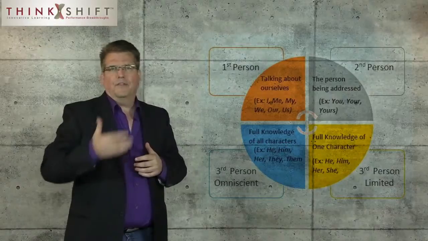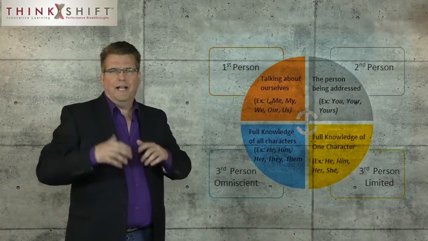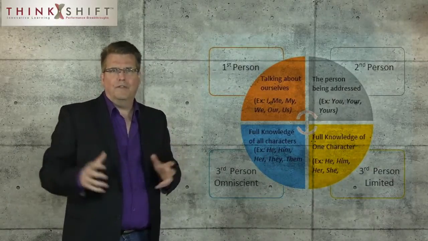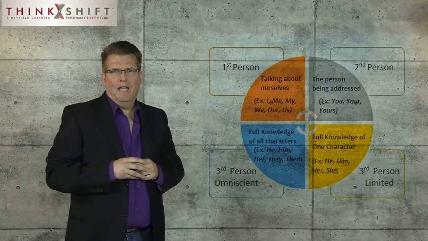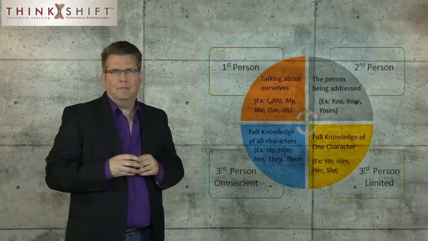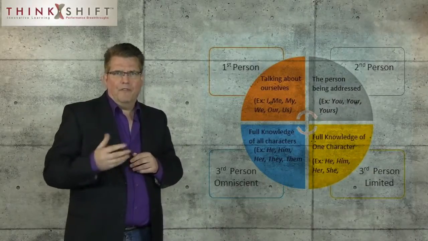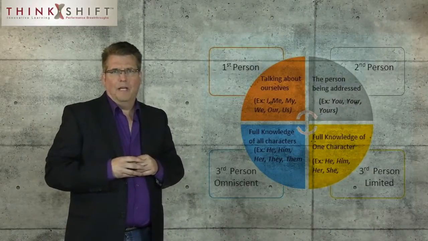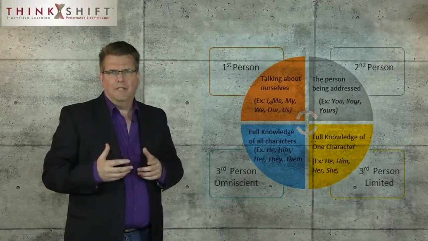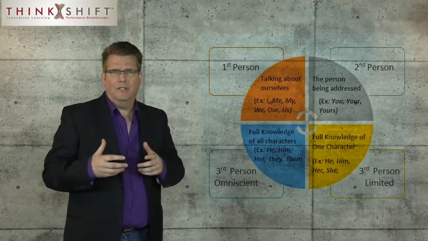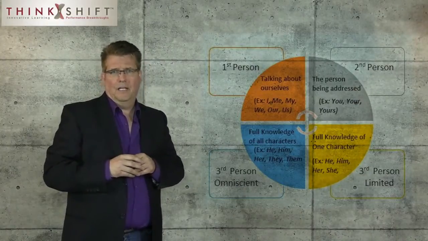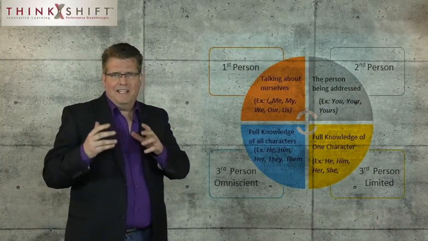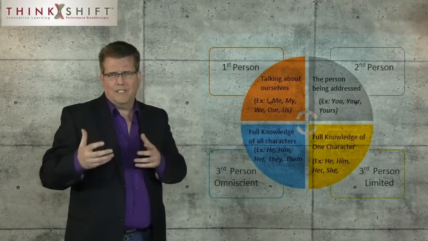And, we've got the third person omniscient, which is when a character has full knowledge of all the other characters and what's going on inside their head, often a narrator. And it often refers to people as him or her or they, for example. And there's also third person limited, where you have a character or a narrator who has full knowledge, but only of one character. And you often hear it spoken as he or him or her or she, for example.